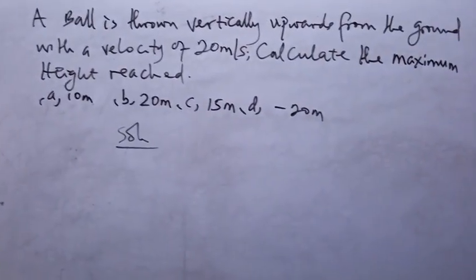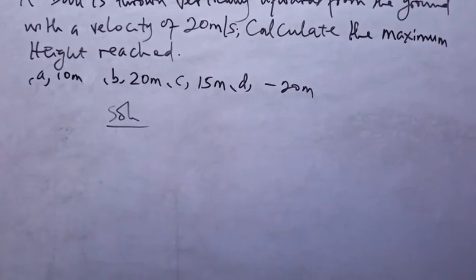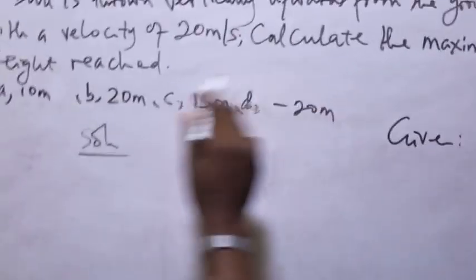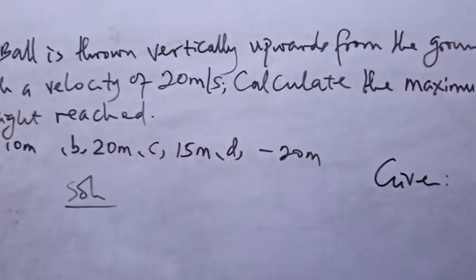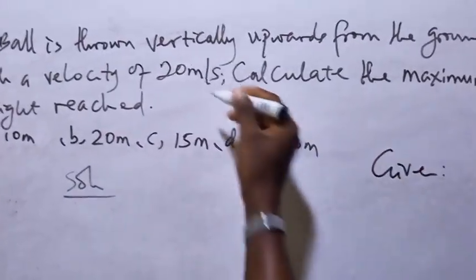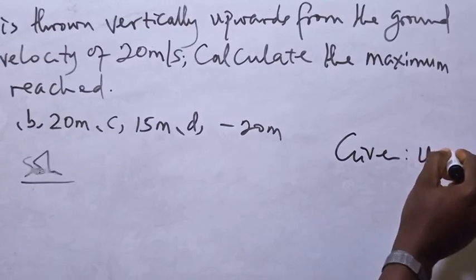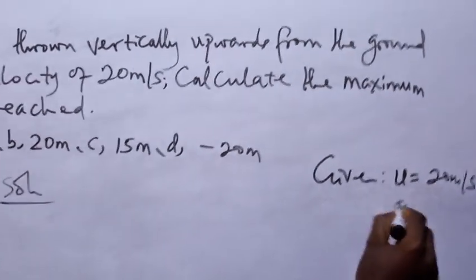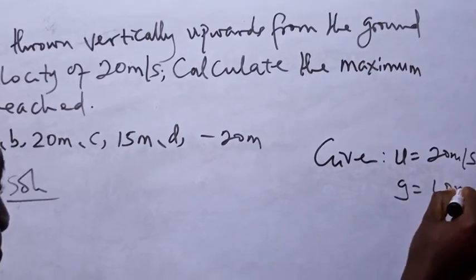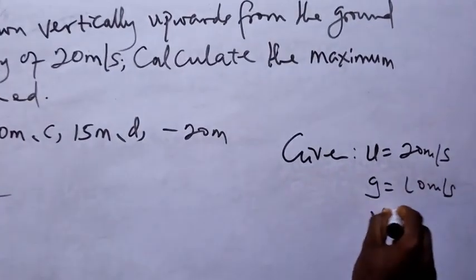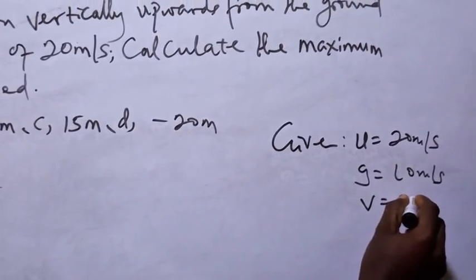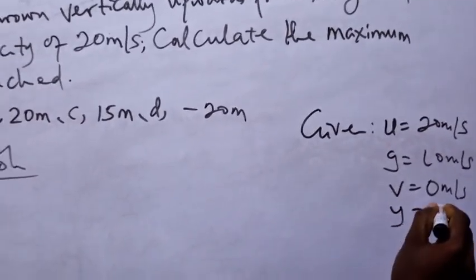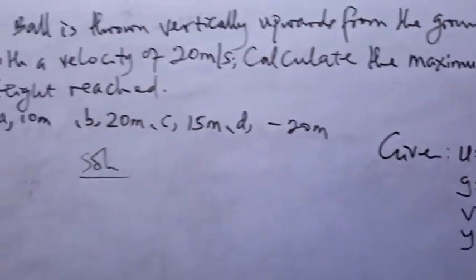Now, we write out what is given. The initial velocity, because it's moving from the ground, is 20 meters per second. Let's assume it's u, the initial velocity, 20 meters per second, and the acceleration due to gravity is 10 meters per second squared. The final velocity is not given, it is 0 meters per second. Now we are asked to calculate the maximum height reached. It's not given. That's what we are looking for.